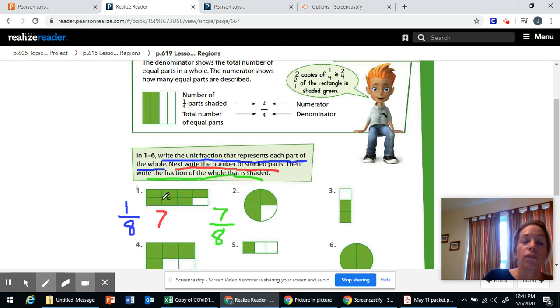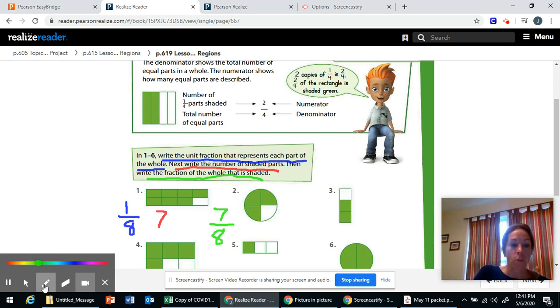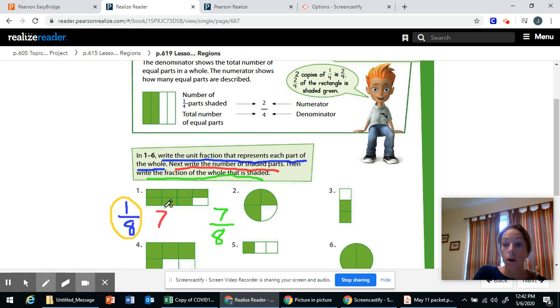So just be careful. For this page, you have 3 things to do. I'm going to go over that one more time for you. I'm going to circle them here. You have to do the unit fraction. You have to do the whole number that is shaded, and then you have to do a fraction of what is shaded. So hopefully those directions will help you complete this page.